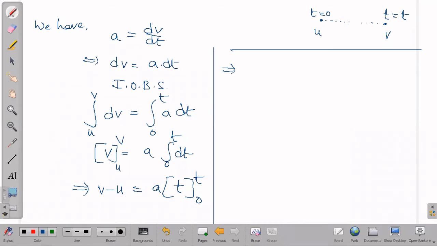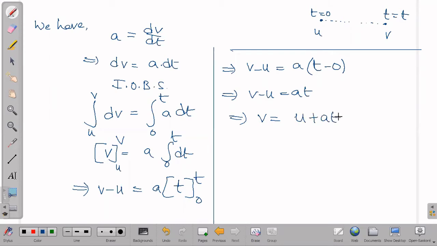Right side, what will we get? We have to substitute limits. So a into, upper limit we have to substitute. In place of t, upper limit is t. Lower limit is minus 0. When we are substituting lower limit, we will be taking minus. Now what will we get? v minus u is equals to a into t. So v is equals to, if I take u to the other side, plus u, it will become u plus at we will be getting, right?